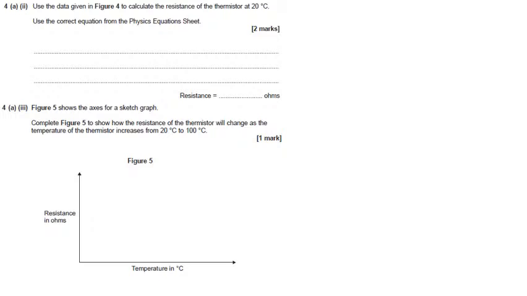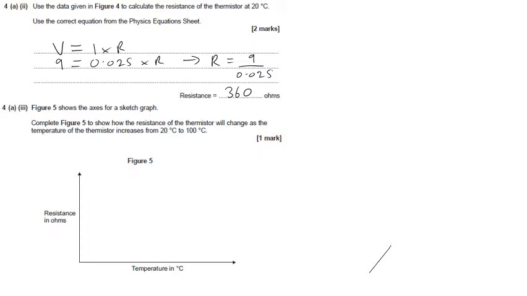So moving on, the voltage and current and resistance are related by the equation voltage or potential difference is equal to current times resistance. So substituting those values in, 9 volts is equal to 0.025 times resistance. So if we rearrange that and divide each side by 0.025, we find that the thermistor has a resistance of 360 ohms.